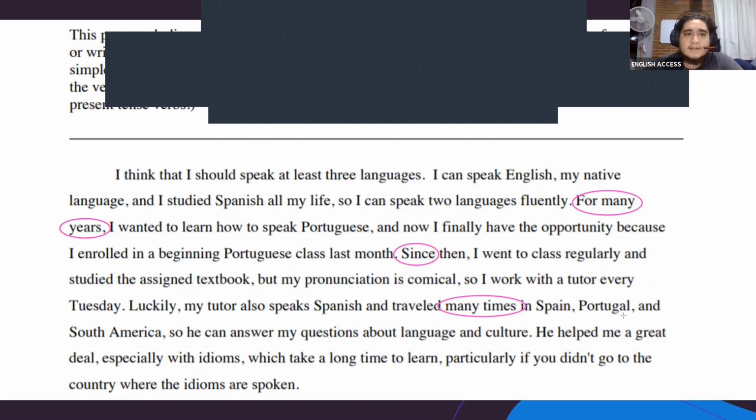And the other cases are basically just context based, right? Like for example, here, the last part: he helped me a great deal, especially with idioms, which take a long time to learn, particularly if you didn't go to the country where the idioms are spoken.